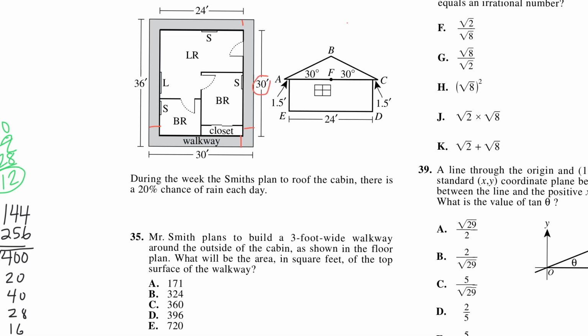So the walkway is going to be the outside rectangle, which looks like it would be 36 by 30, minus the inside rectangle, which looks like it would be 30 by 24. We could actually factor out a 30 on both of those. Take out this 30 and that 30, and you're left with 36 minus 24, which is 12. 12 times 30 is 360. Now you can use a calculator if you like, but the answer here should be C for number 35, which is 360.